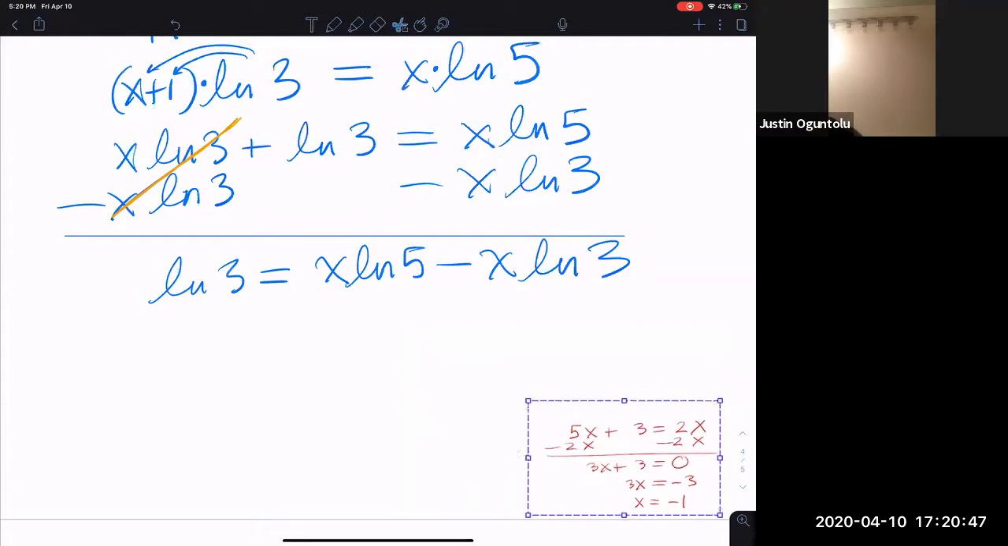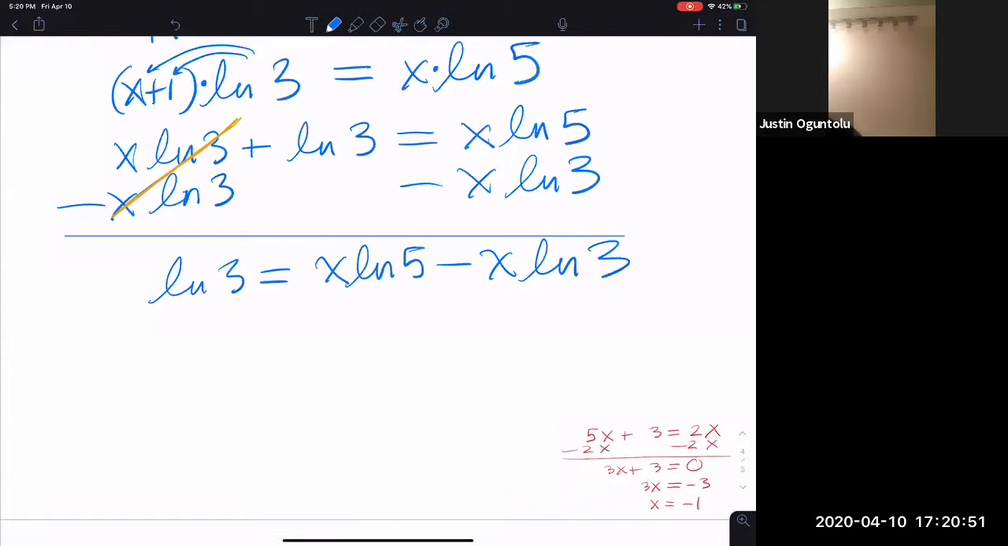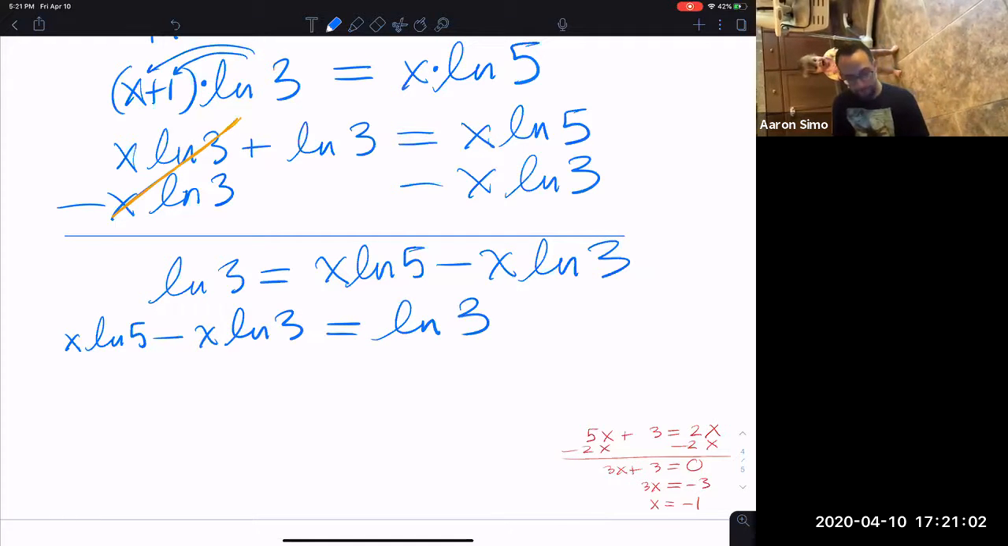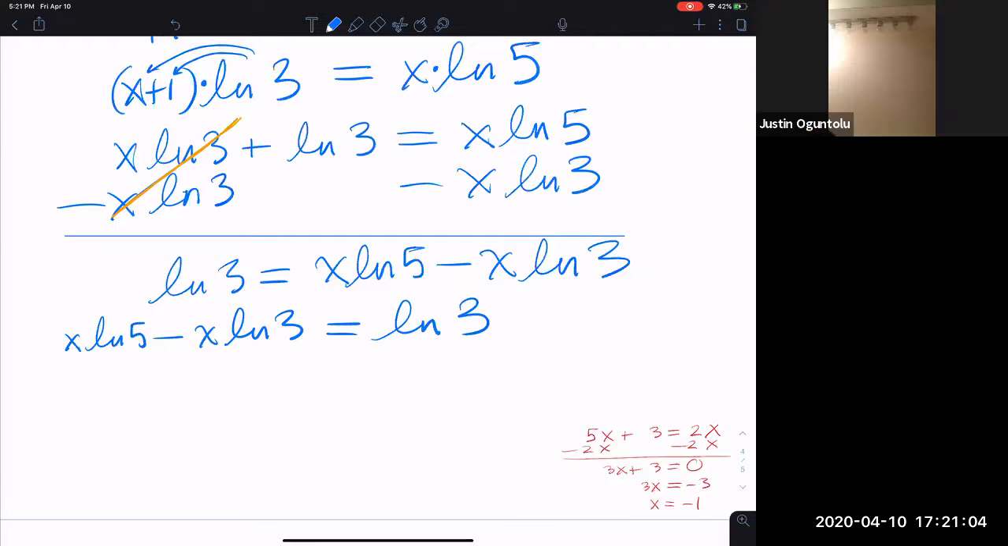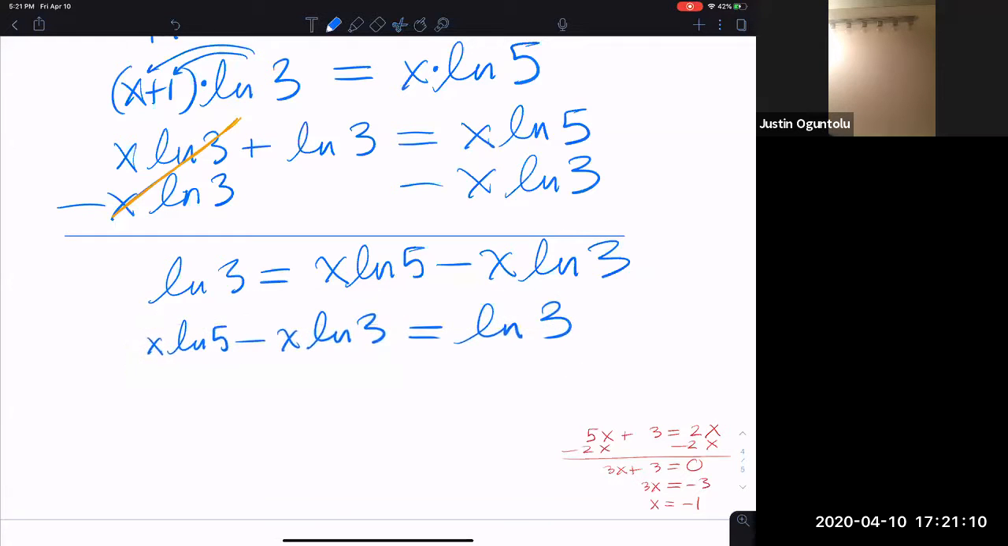I just like having the ln's on the left and the other one on the right. So I'm gonna just rewrite it as x ln 5 minus x ln 3 equals ln 3. All right, that's a good idea. Okay. x ln 5 minus x ln 3 equals ln 3. Now it's looking familiar.